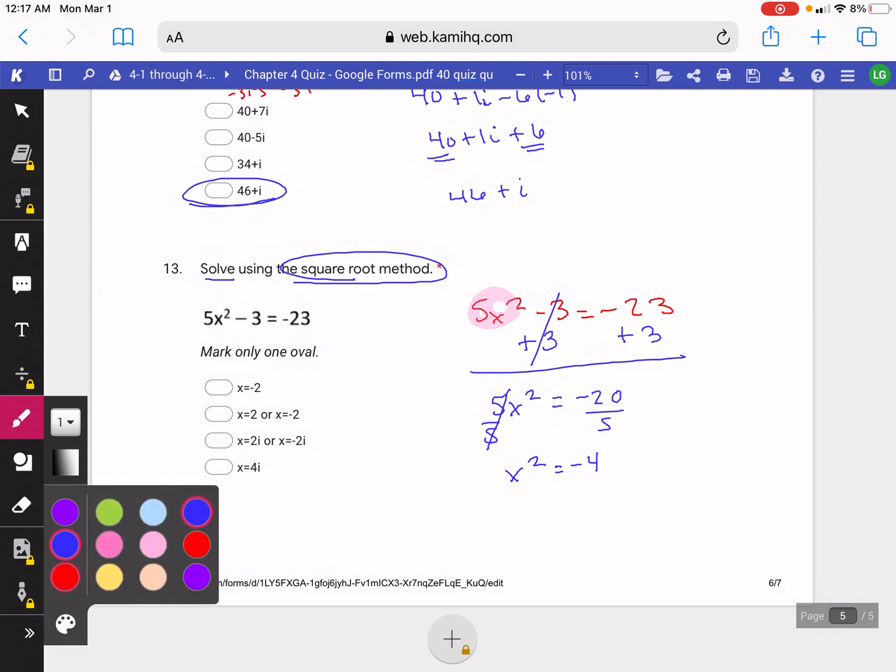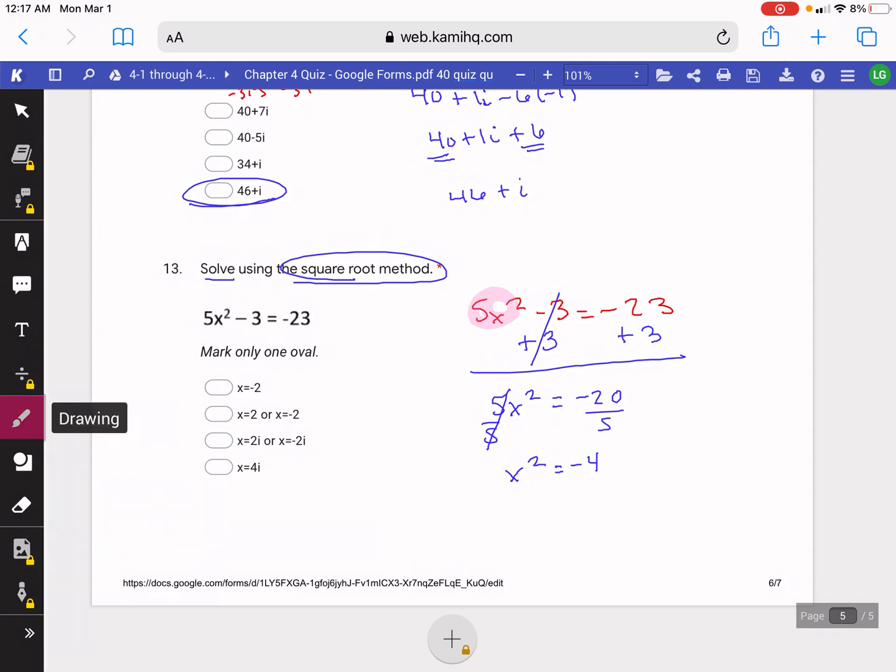Now x squared is by itself. So to solve, to get rid of squared, I'm going to square root. Remember, when you square root, you can have two possible answers, one positive and one negative. Since it's the square root of -4, it's not just 2. Square root of 4 would be 2. But square root of -4, we have to put that i at the end because you cannot square root a negative, so your answer is imaginary.